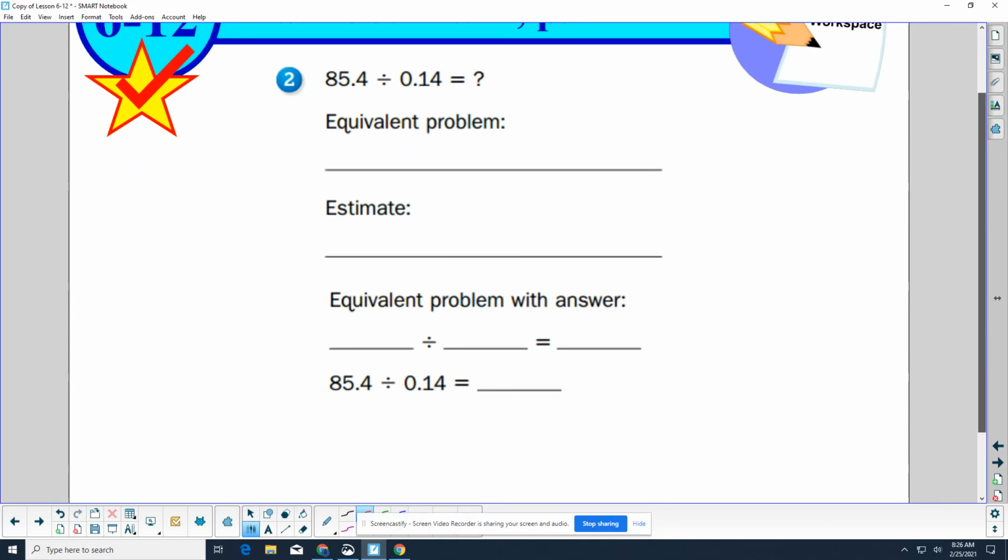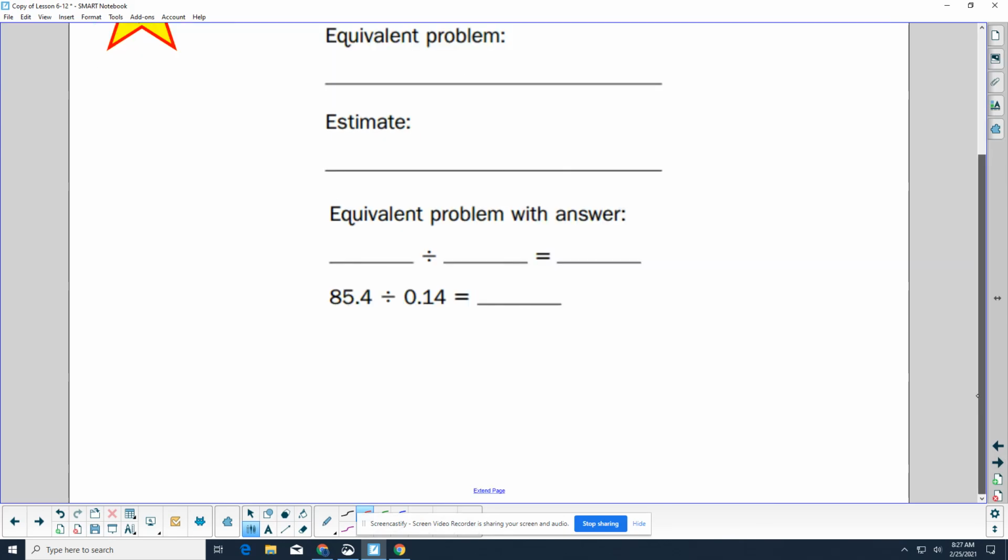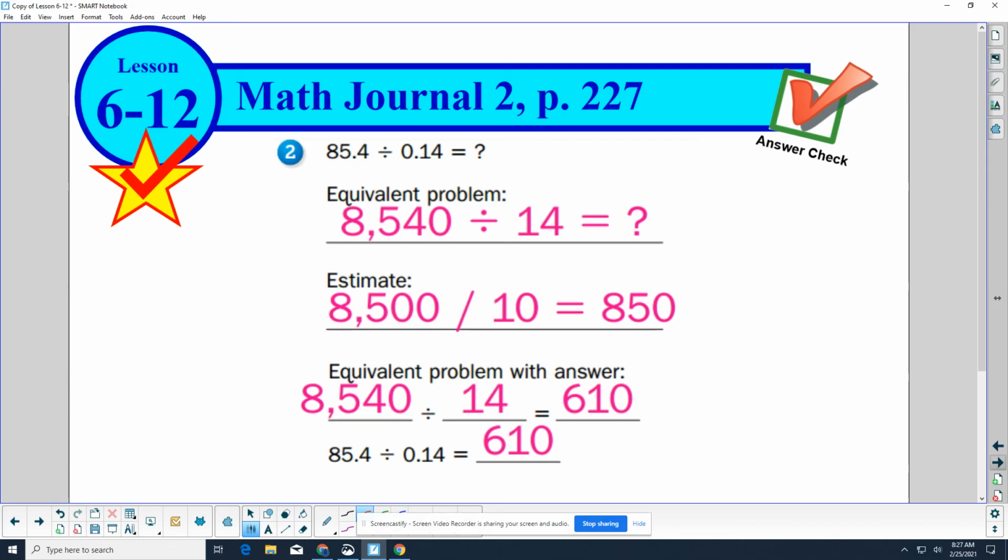So pause the video. I want you to try this problem on your own. Again, you're making your equivalent problem first, then do your estimate. Hopefully you've had a chance to try that. And so check your work against what we have here.